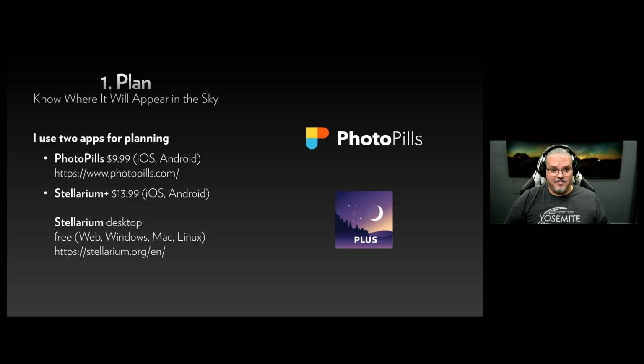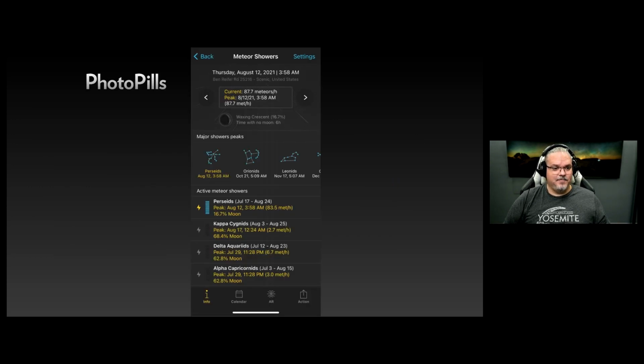in my pocket. The other one that I use is Stellarium. Stellarium is more geared towards understanding what's in the sky, celestial objects. And I'll give you a demo of why I also have that in my pocket. And you can also use that on the desktop too, which is great if you're planning from your laptop or from your touch device.